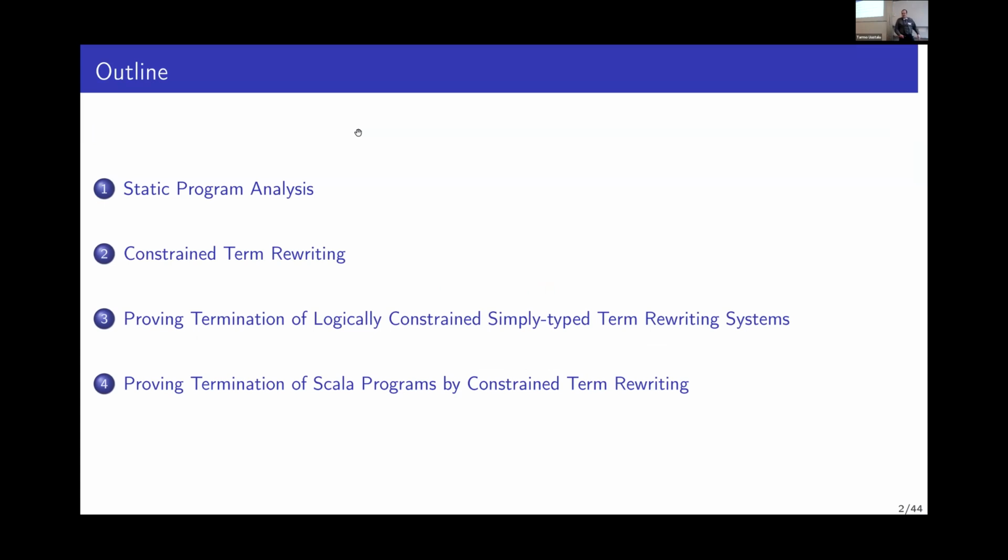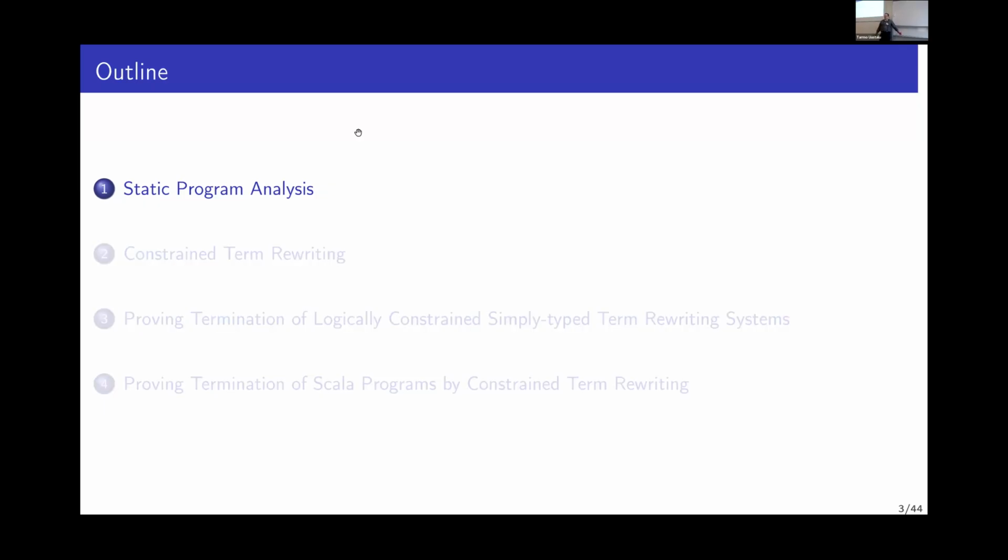So to give you an outline of my talk, well, first I should explain the title of the talk. So static program analysis, what's that about? Then constrained term rewriting, which is my means to the end of static program analysis. And in the last two parts, I would like to tell you about my recent research published at FSCD this year and at WPTE about various ingredients to such a static analysis.